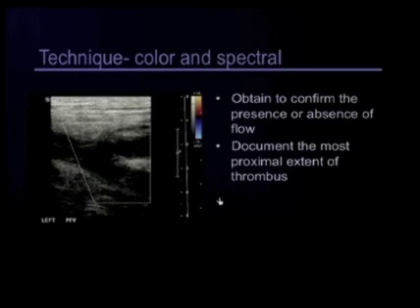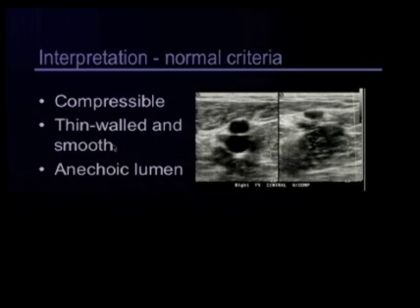The vein is compressed every 1 centimeter all the way down the leg from the common femoral vein down to the popliteal vein, and in some institutions the calf veins may also be compressed. This is also augmented with color and spectral Doppler to confirm the presence or absence of flow. The one caveat is that in the presence of very slow flow, color Doppler may not detect flow. It can also document the most proximal extent of thrombus. It may be used in identifying smaller veins or confirming blood flow when compression cannot be performed.